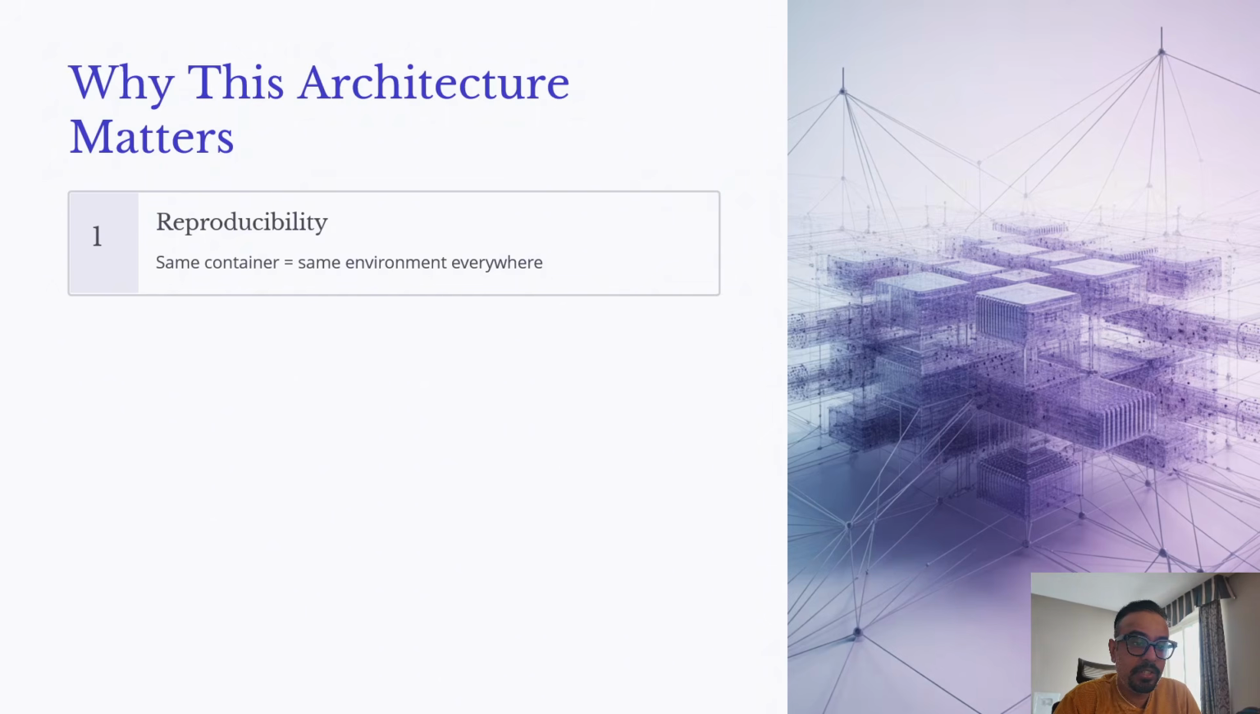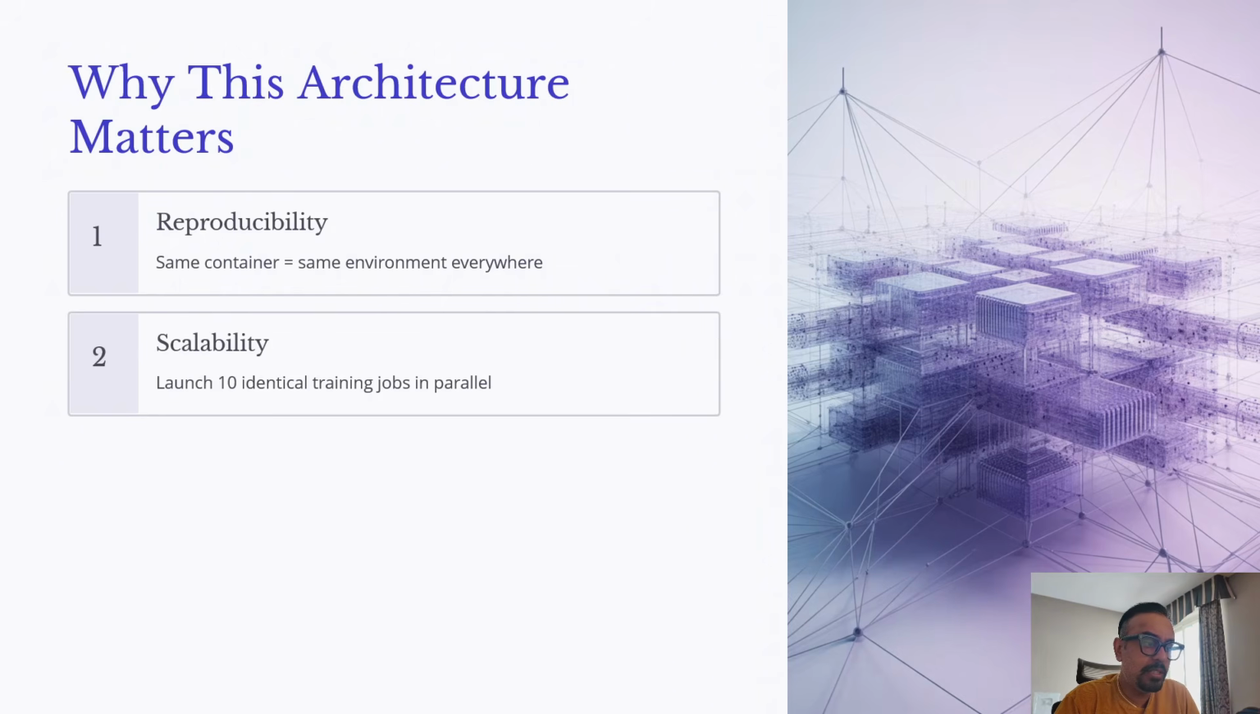The container image includes specific versions of Python, TensorFlow, CUDA, everything that you're going to use. When you share your container or use AWS pre-built ones, you get identical behavior on any instance in any region 6 months from now. This makes research reproducible and models deployable with confidence.